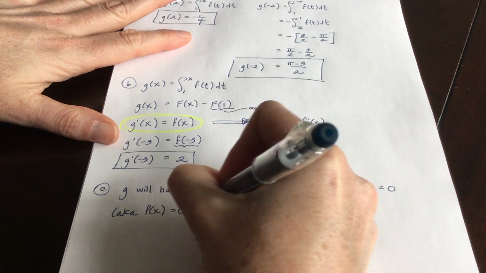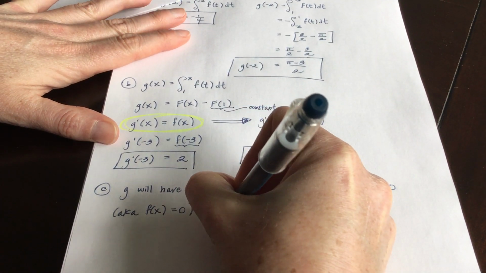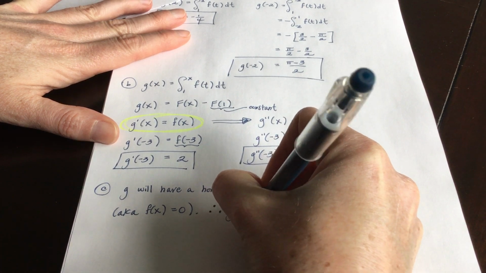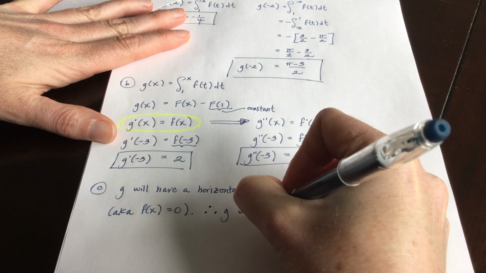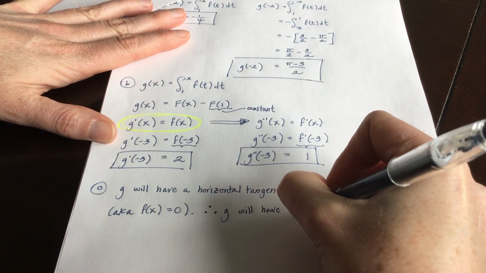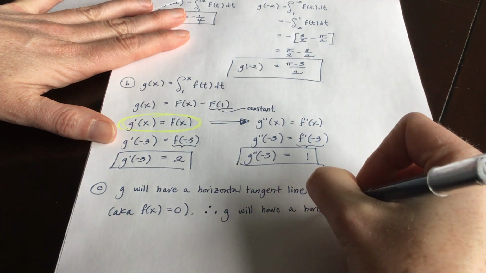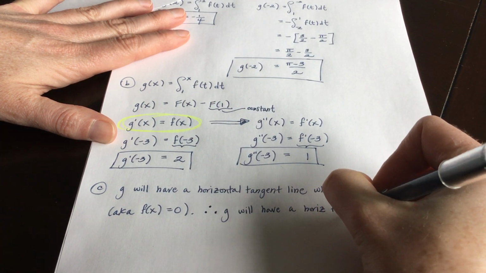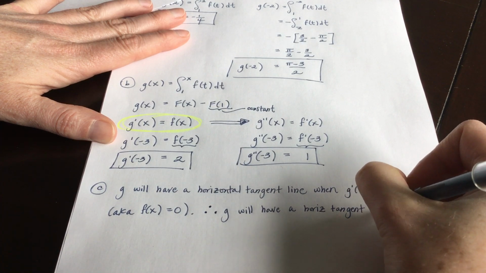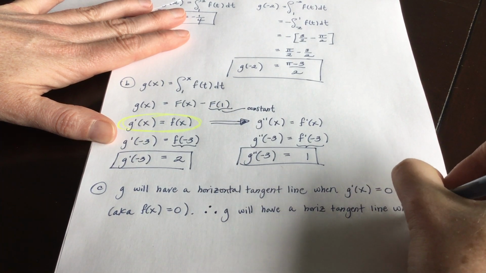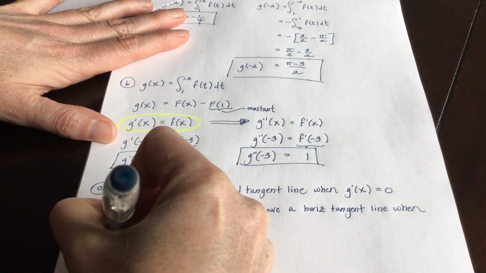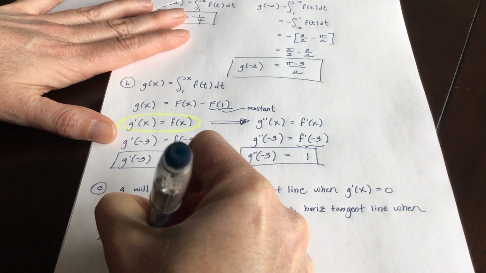So therefore, G will have a horizontal tangent line when x equals -1 and 1.